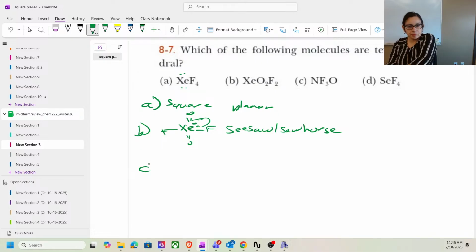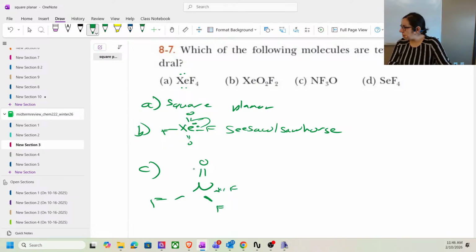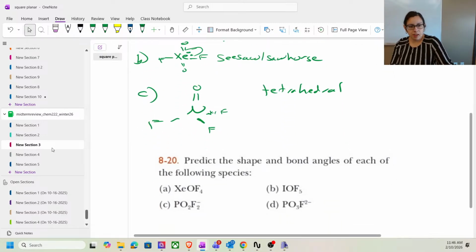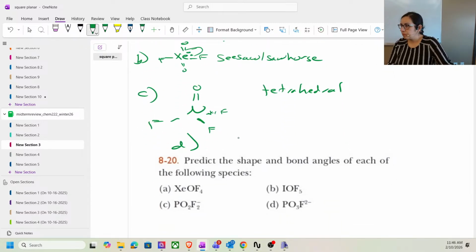NFO. Yeah, we finally found our tetrahedral shape. So good. Nitrogen has 5 valence electrons, 2 involved in the oxygen bonding, and then 1 in the fluorine. So there's our 5 valence electrons. Tetrahedral, yay. And then our last one, selenium tetrafluoride. Which one was that? Teeter-totter, sawhorse, yay.